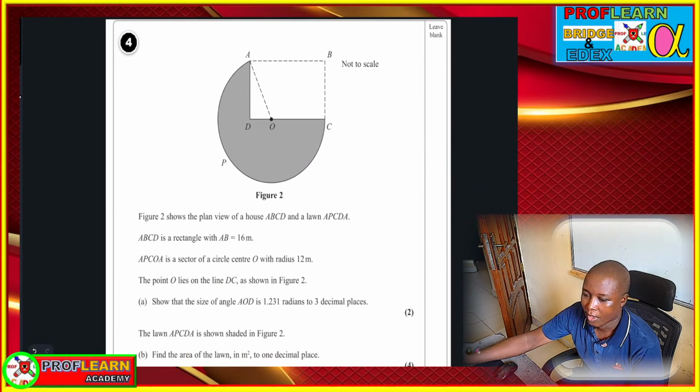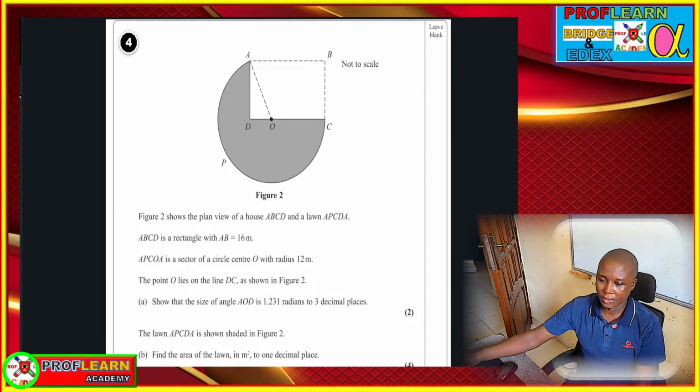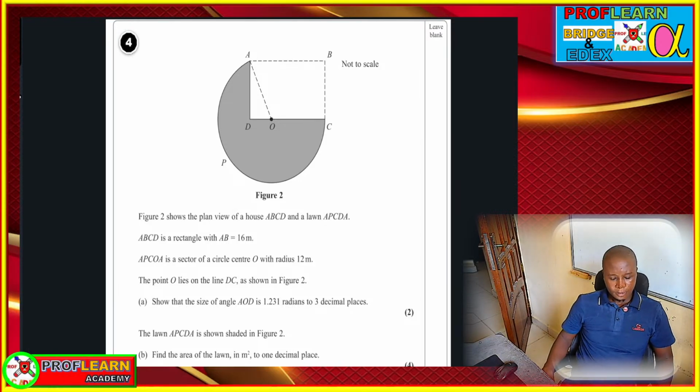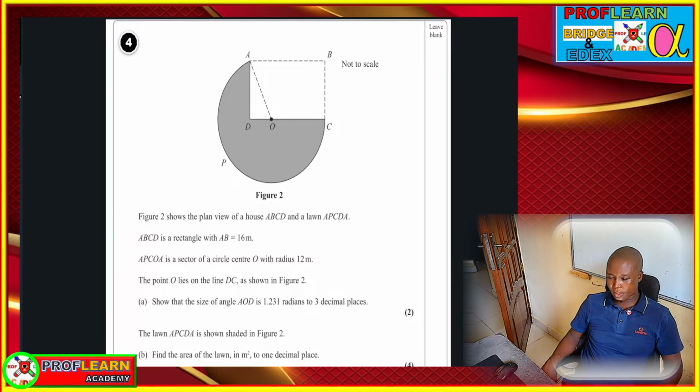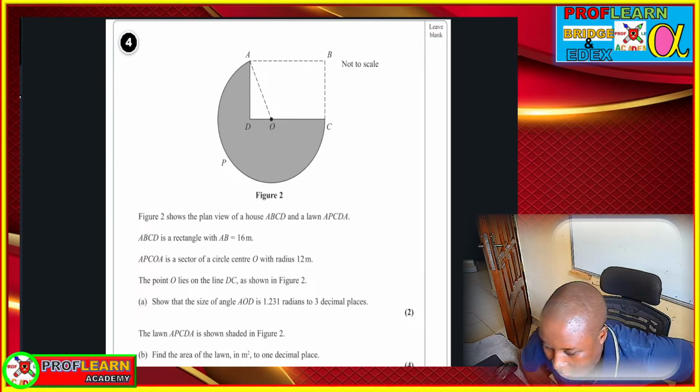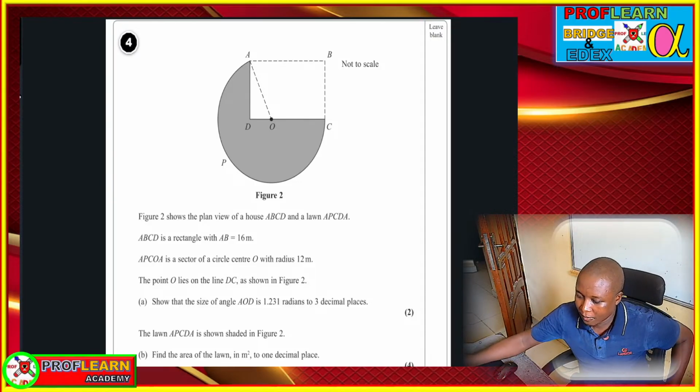Question number 4 is the concept that is going to test area of sector, arc length. So you need to know how to work out such kind of questions, because there is high likelihood of this concept to be tested.